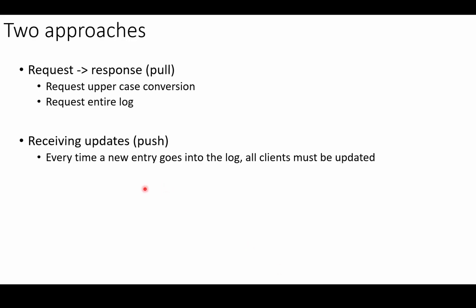Alright, so we're going to see 3 types of behavior grouped into 2 types of approaches. So the first one here is what we might call a request response, and it looks like we're just calling a method on the server side. So that means the client is pulling data from the server side, and the first one is I want to request an uppercase conversion, so I pull the uppercase conversion data from the server side, and the other one is that the client pulls the entire log.